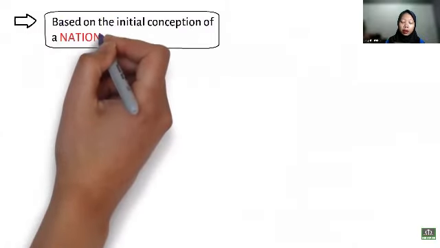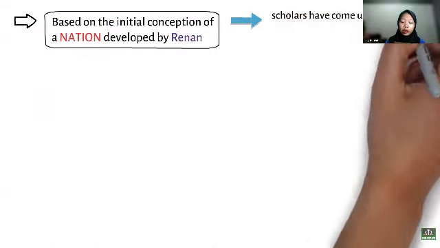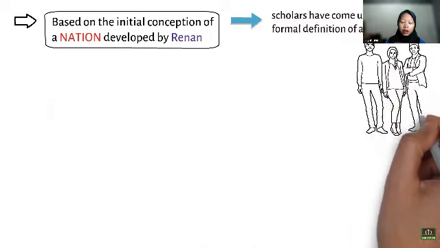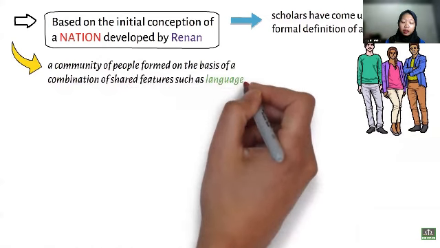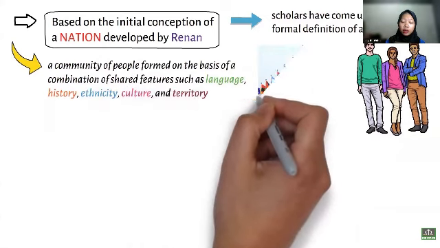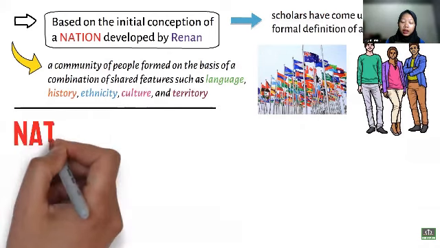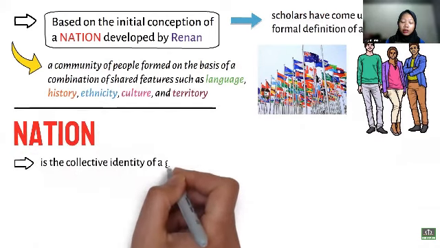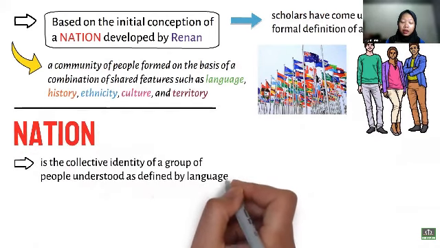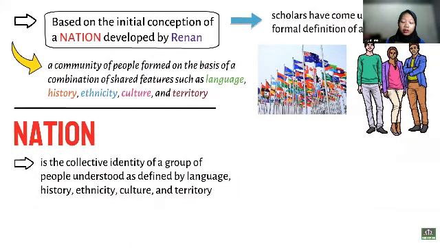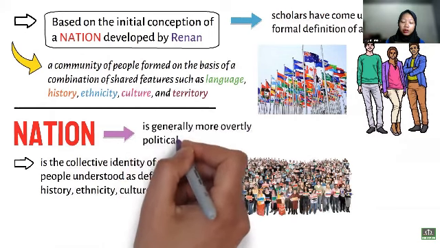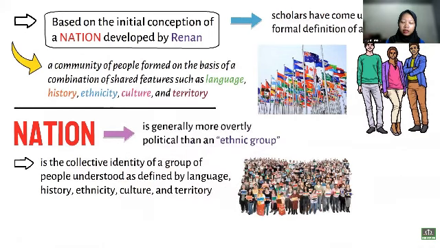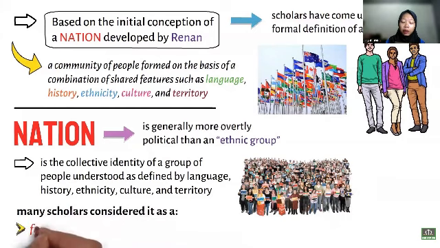Based on the initial conception of a nation developed by Renan, scholars have come up with a more formal definition of a nation, namely, a community of people formed on the basis of a combination of shared features such as language, history, ethnicity, culture, and territory. Put differently, a nation is the collective identity of a group of people understood as defined by language, history, ethnicity, culture, and territory. And for this reason, a nation is generally more overtly political than an ethnic group. In fact, many scholars consider it as a fully mobilized or institutionalized ethnic group.